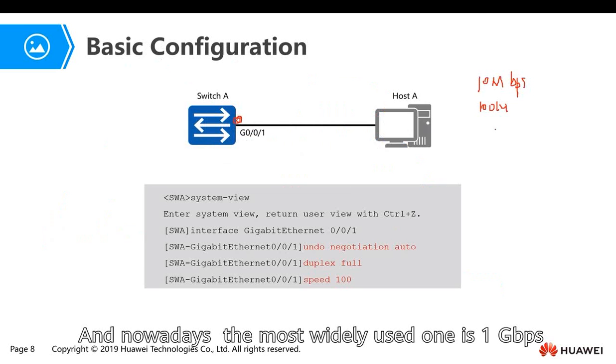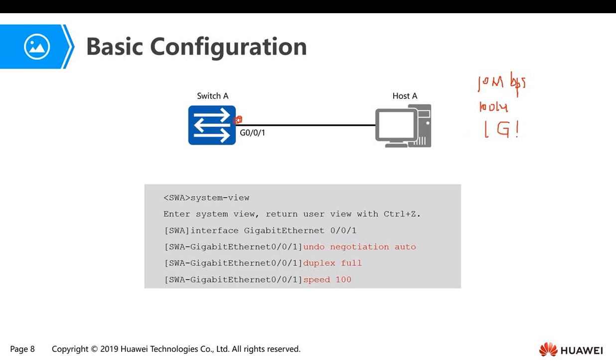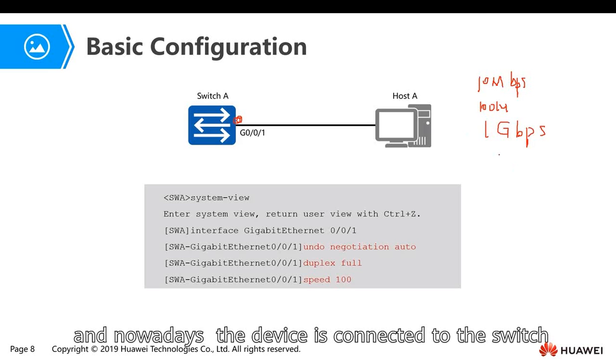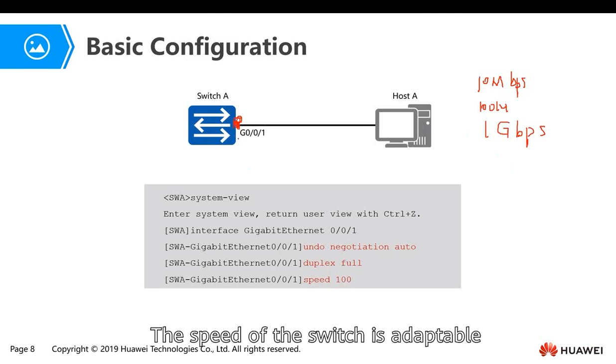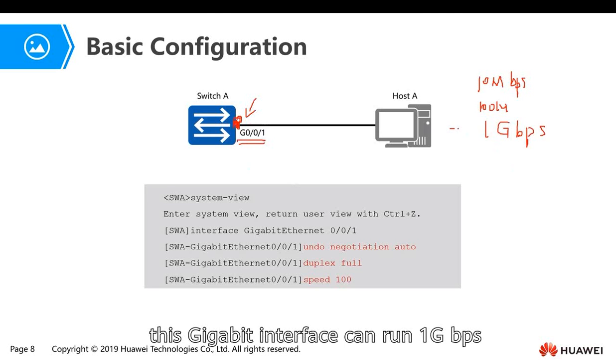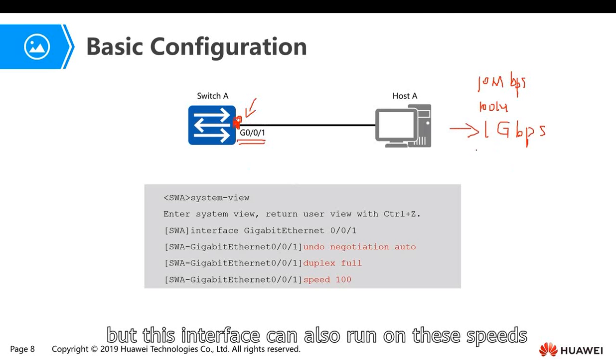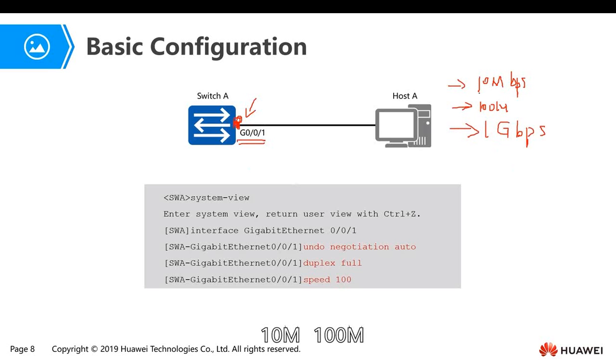BPS. And nowadays, the most widely used is 1 gigabps, okay? 1 gigabps. Of course, there's 10 gigabps and so on. And nowadays, the device connected to the switch, the speed is adaptable. That means this interface, a gigabit interface, can run at 1 gigabit BPS. But this interface can also run at these speeds, 10 mega, 100 mega, also can work.